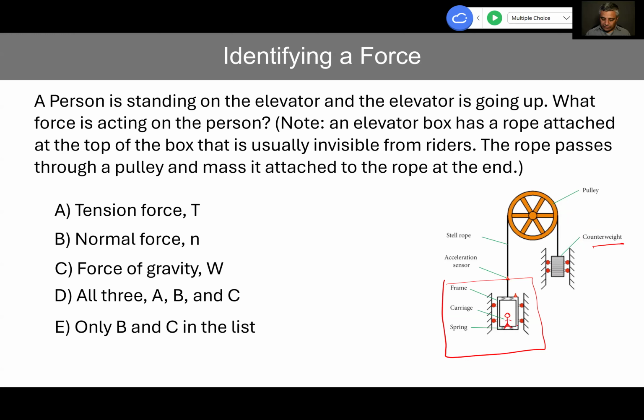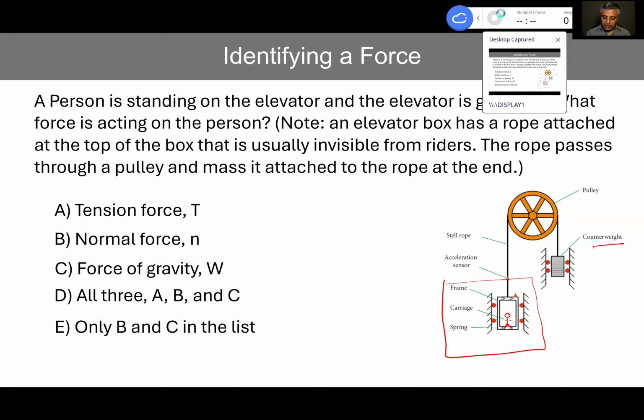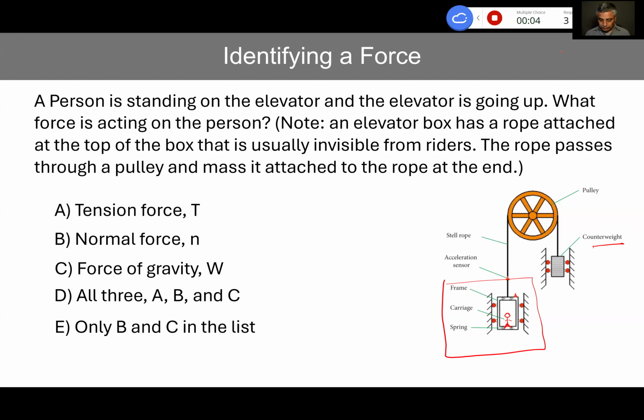So what are the forces acting on this portion? That's what the question is asking. So go ahead and choose your answer. And you have a minute and 30 seconds to answer this question.